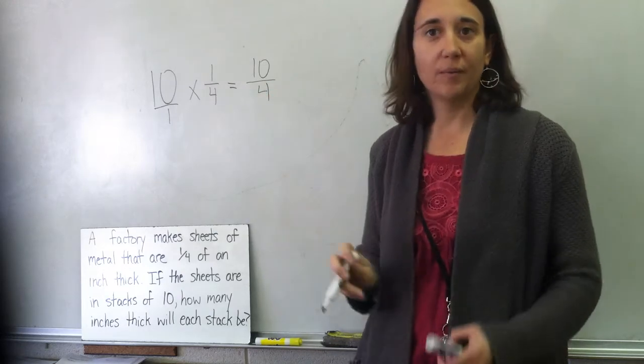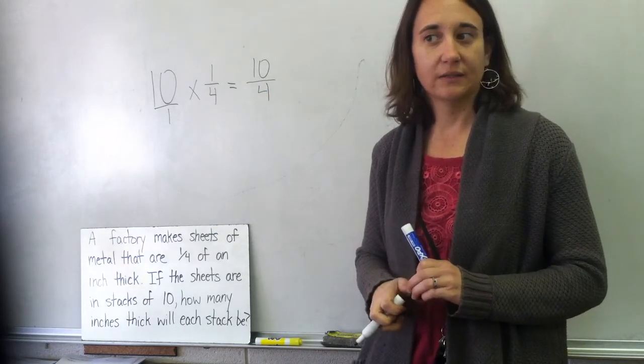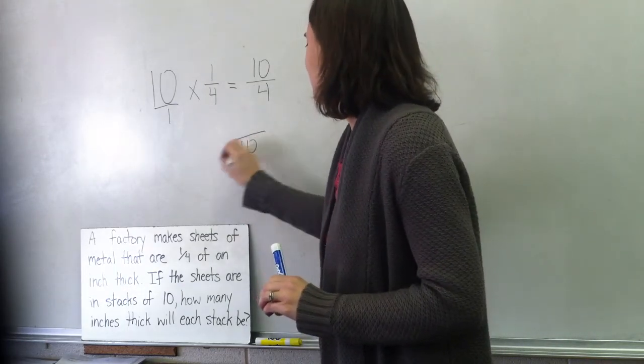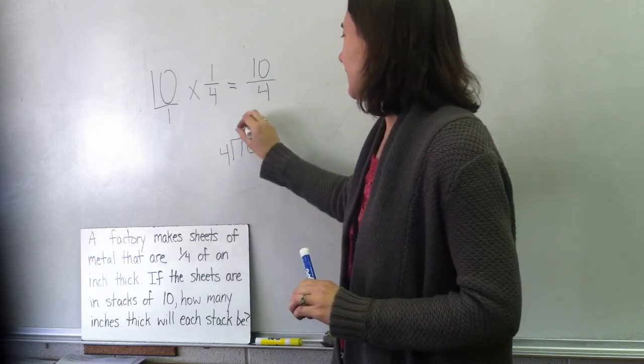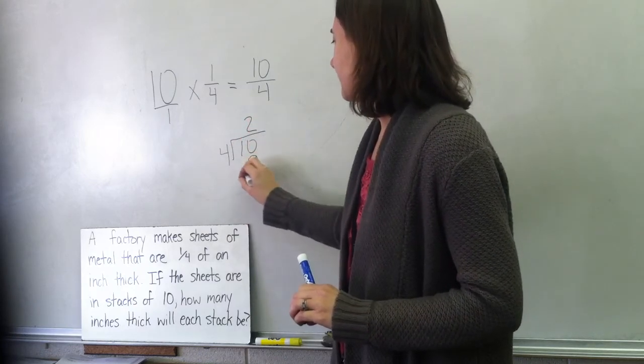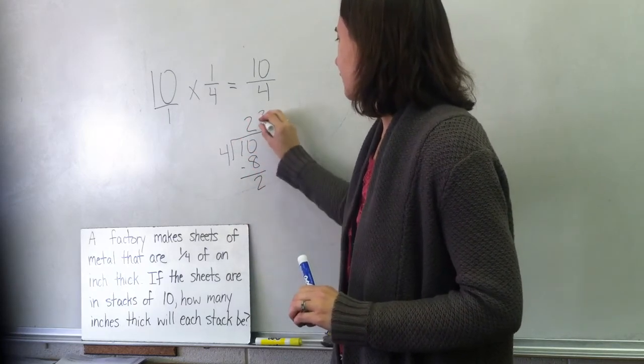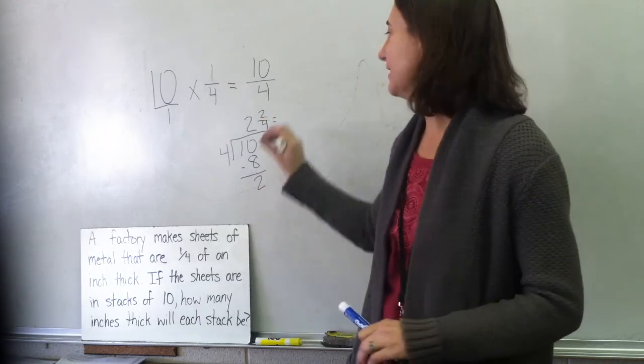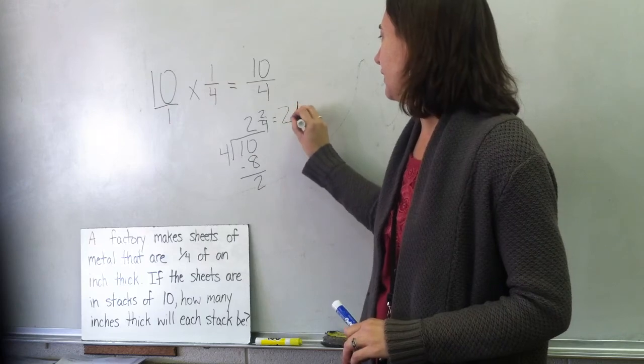What's wrong with this answer? It's an improper fraction. So we put 10 in the house. 4 will go into 10 2 times. We have 2 left over. 2 and 2/4. Is that our answer? No, it's 2 and 1/2.